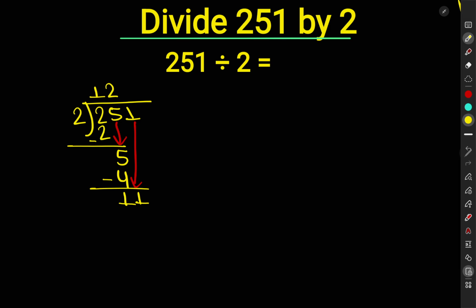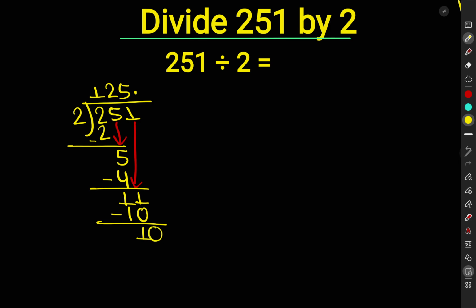So now it became 11. So 2 times 5 means 10. On subtracting we get 1. So now this 1 is less than 2 and there is no other number beside. So we put here decimal so that we take 0.